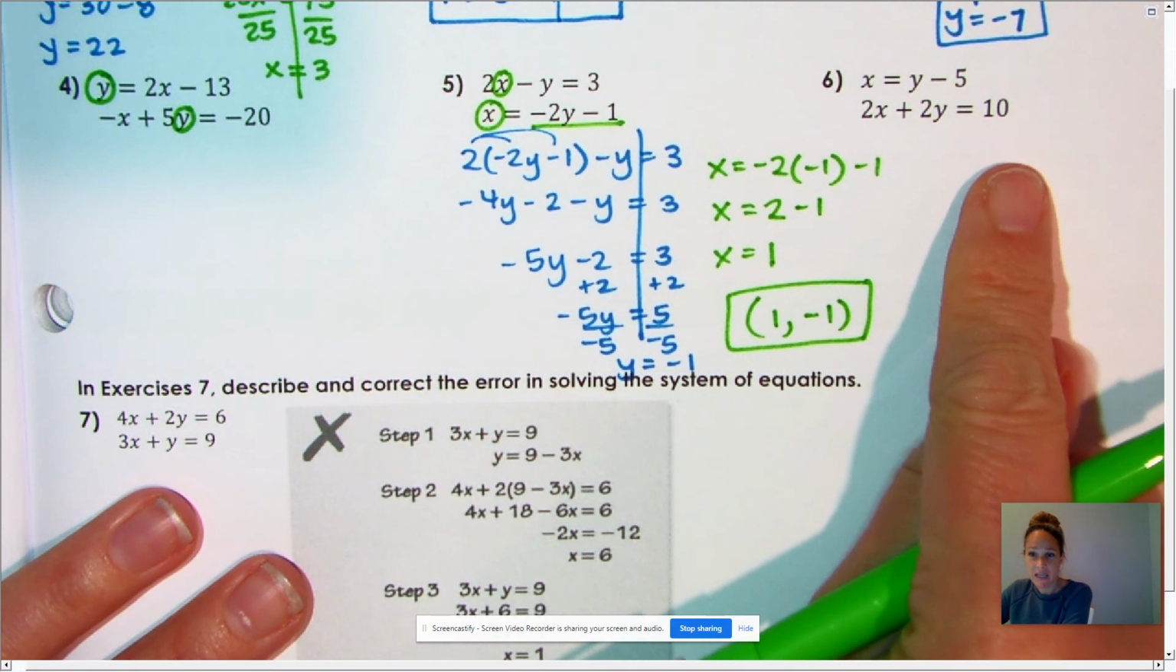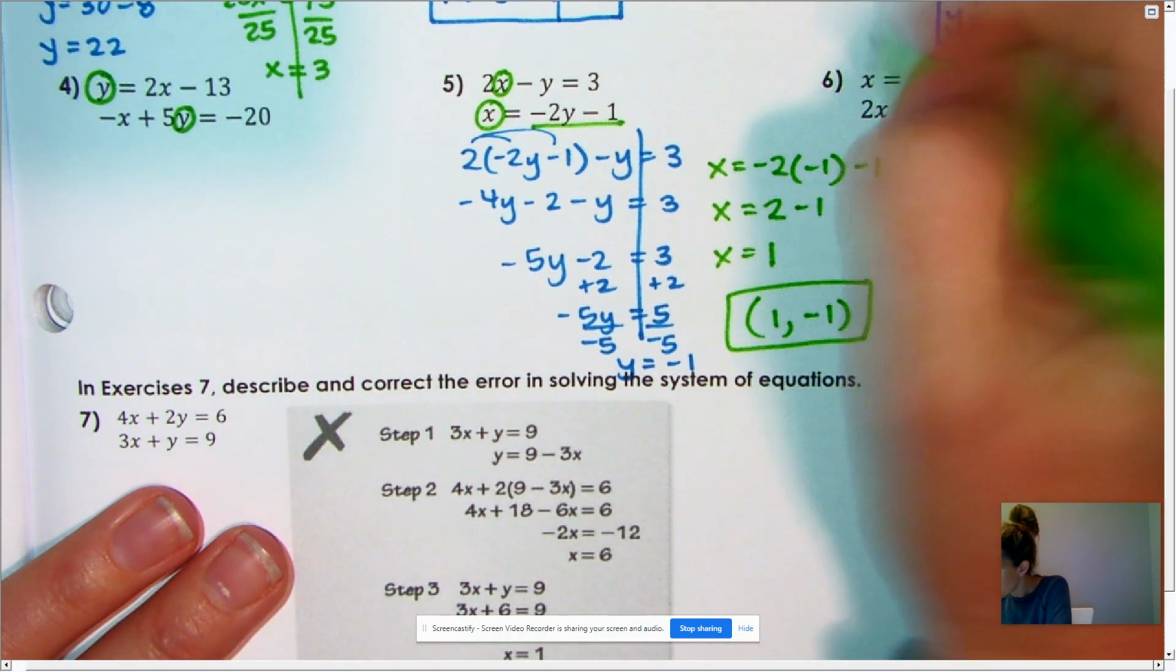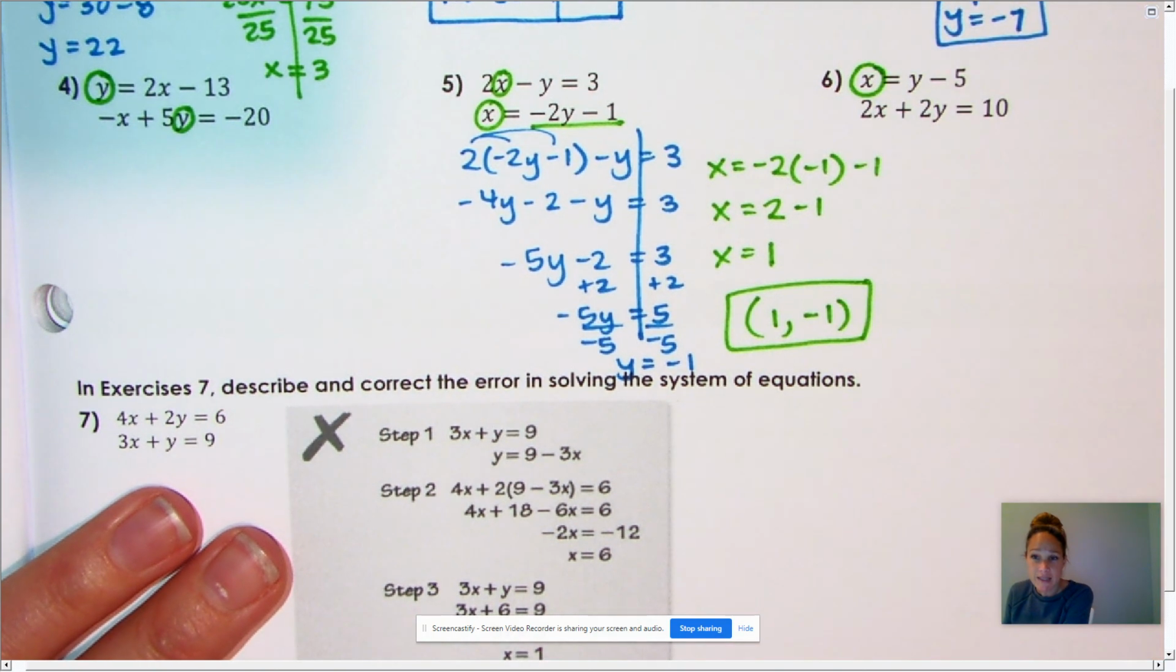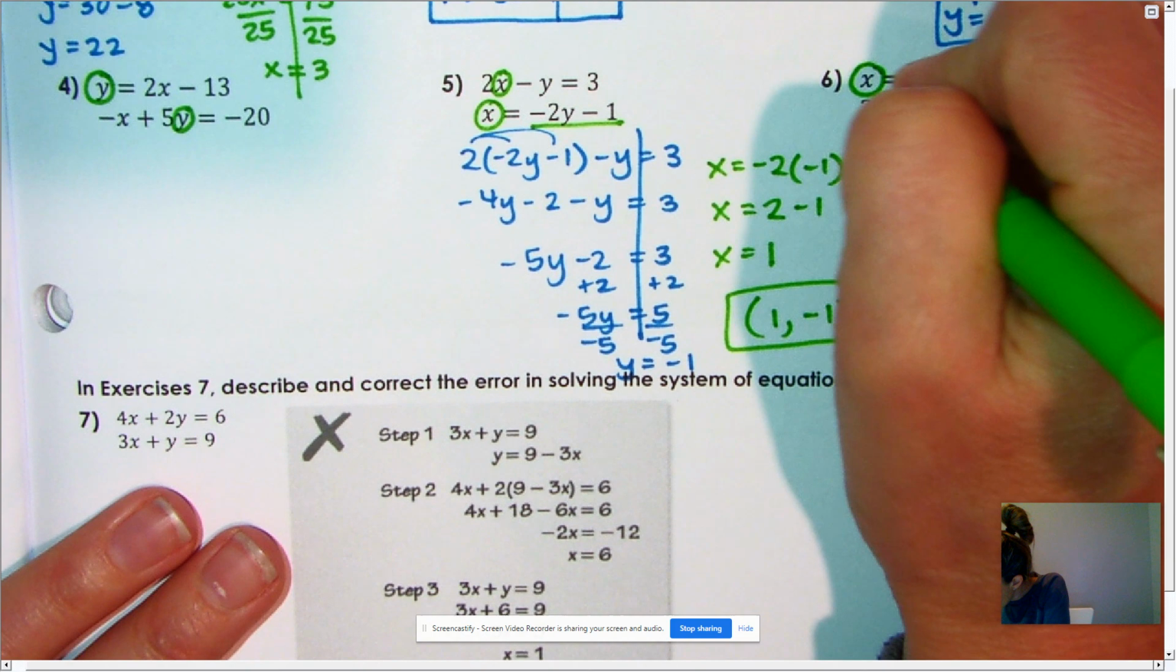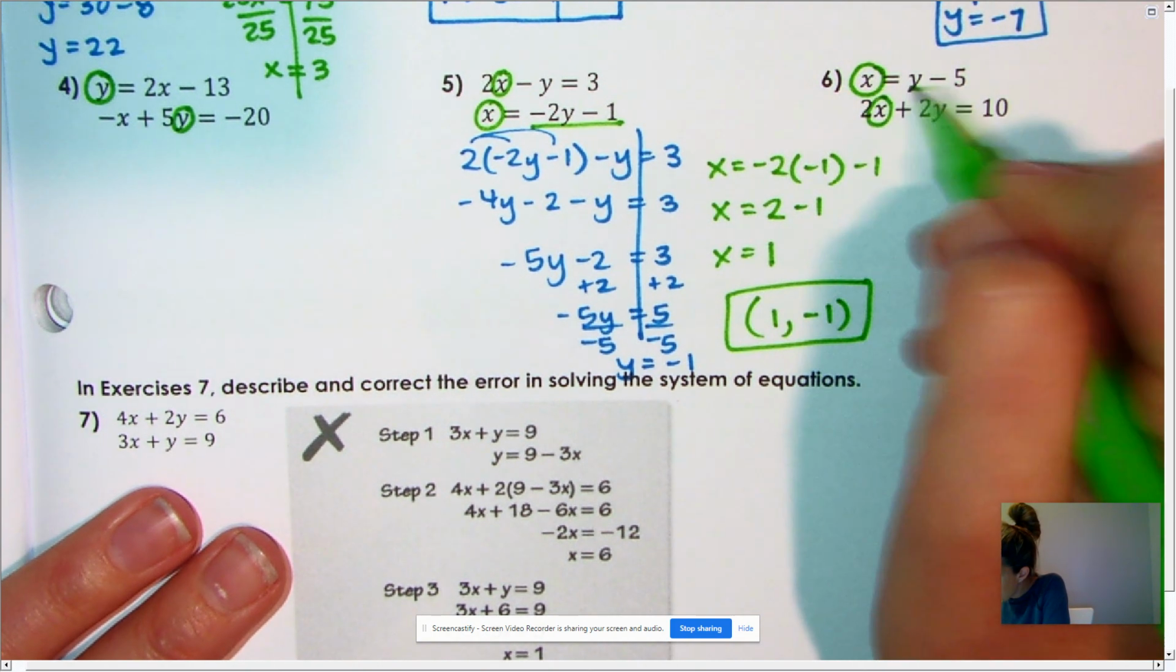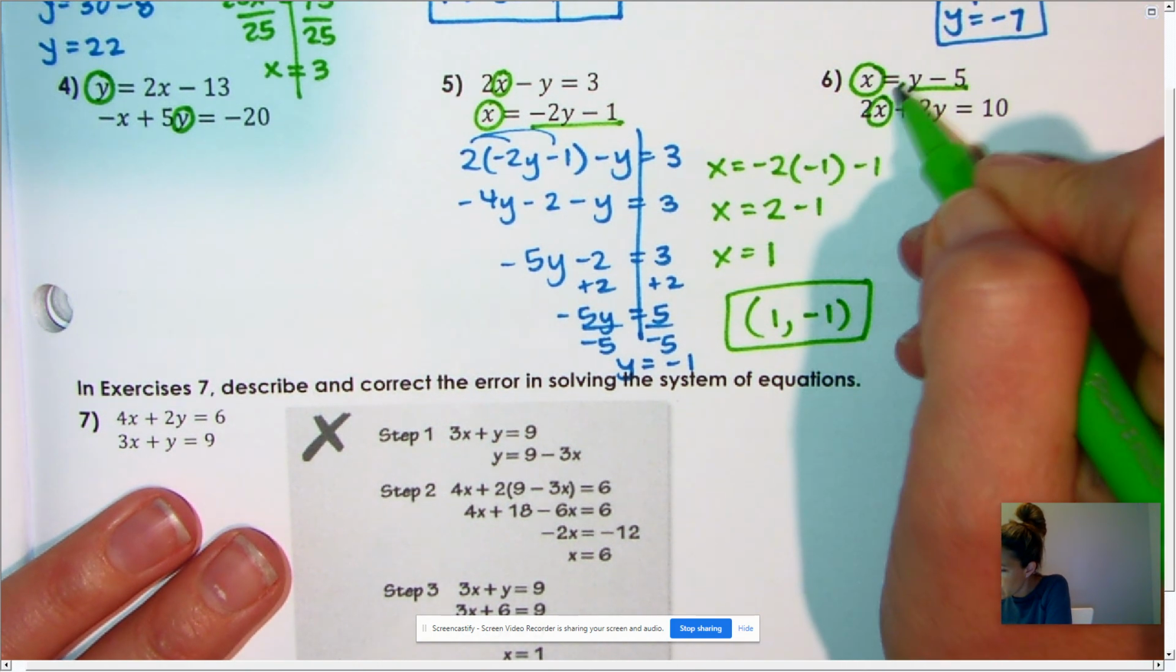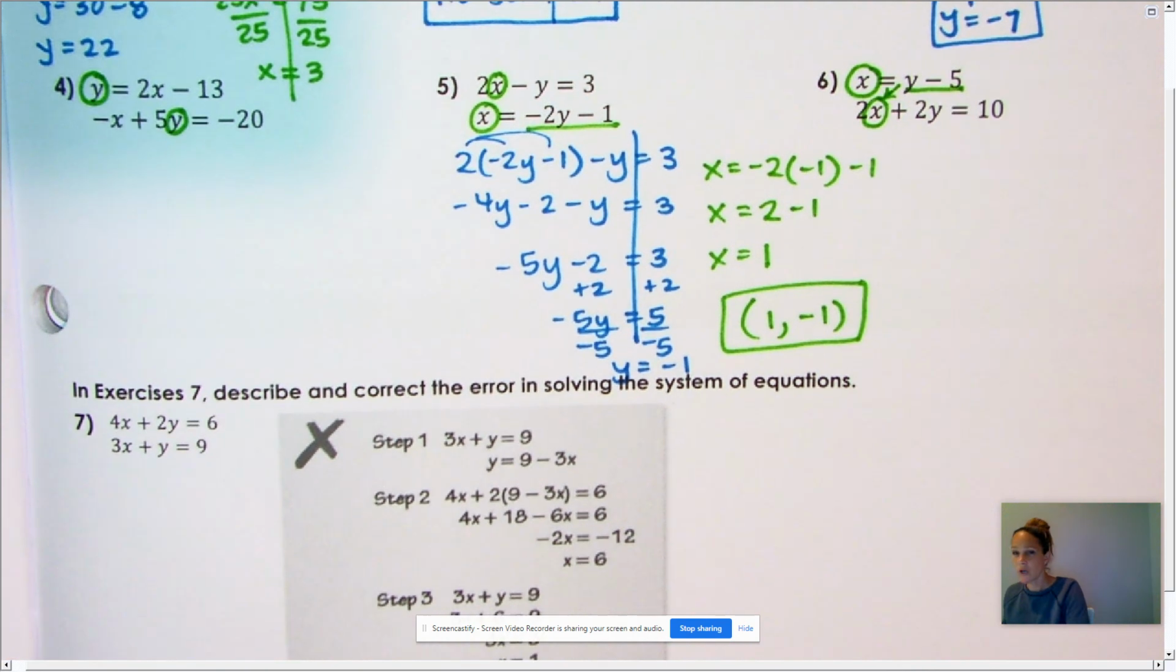We're going to skip number 6. You guys can do that one on your own, but remember, start by finding the letter that's all by itself, find it in the other equation, and then you know that's what you're going to plug in for that x value. Boop. All right, question number 7 is an odd question.